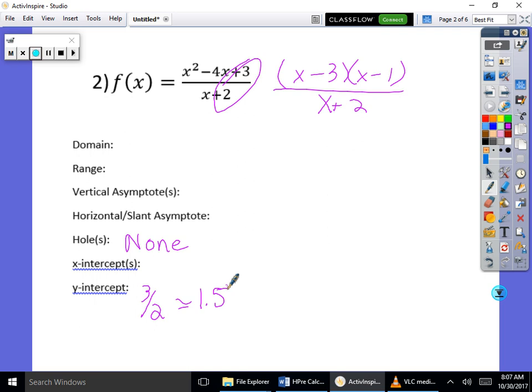X-intercept. Where do I find the x-intercept? In the numerator. How many x-intercepts do I have? 2. X-intercept, x-intercept. What's my first x-intercept? +3 and 1. Please remember that this is a factor. You must set it equal to 0 and solve to have the x-intercept and so forth. Everyone good? Okay. All right. So what is my vertical asymptote? -2.